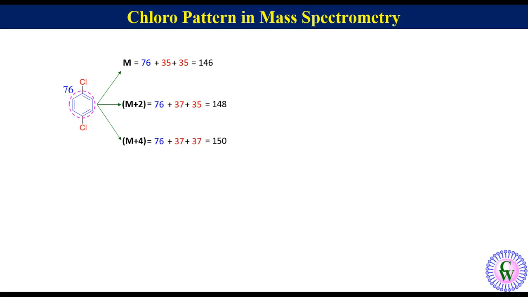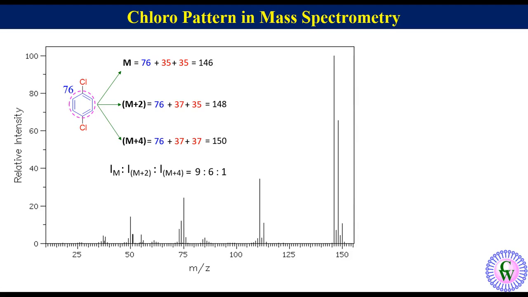The intensity ratio of the M, M plus 2 and M plus 4 peaks will be 9:6:1. This is the mass spectrum of 1,4-dichlorobenzene. These are the M, M plus 2 and M plus 4 peaks with m/z 146, 148 and 150 with the intensity ratio of 9:6:1.